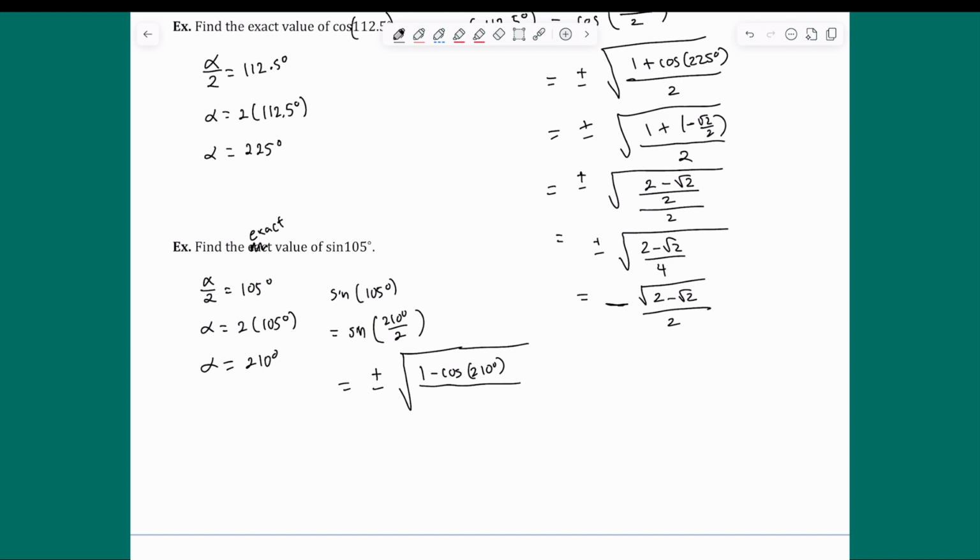all over 2. Now 210 degrees would have a reference angle of 30 degrees, and 210 degrees falls in the third quadrant, so we know that's going to be negative root 3 over 2, I believe. Yeah, negative root 3 over 2 all over 2.